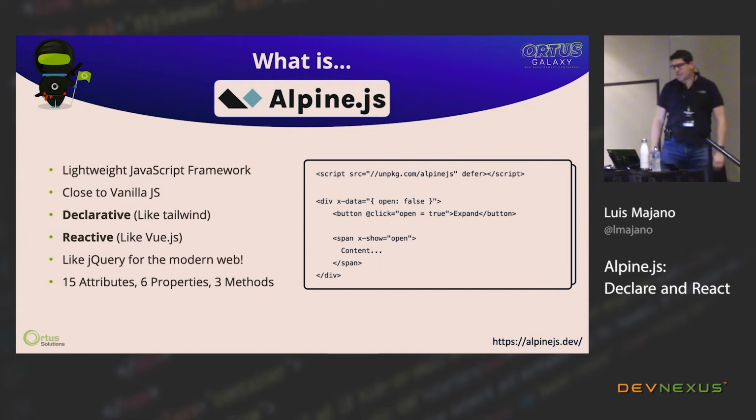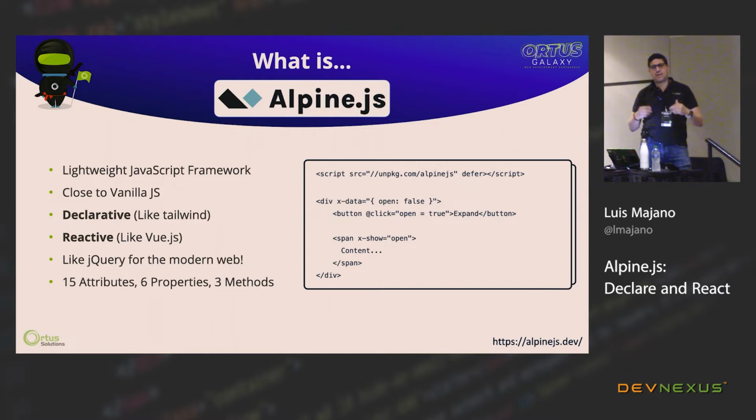Now we can focus on some code. All right, so you guys are familiar with Vue, with a little bit of the front-end frameworks. So what is Alpine? Alpine is a very lightweight JavaScript framework. It is very close to vanilla JavaScript. It is declarative. So if you have used Tailwind CSS, you mostly are doing things in the HTML markup. It is reactive, like Vue.js. It actually reuses some of the declarative portions and reactive portions of Vue. It actually feels like Vue.